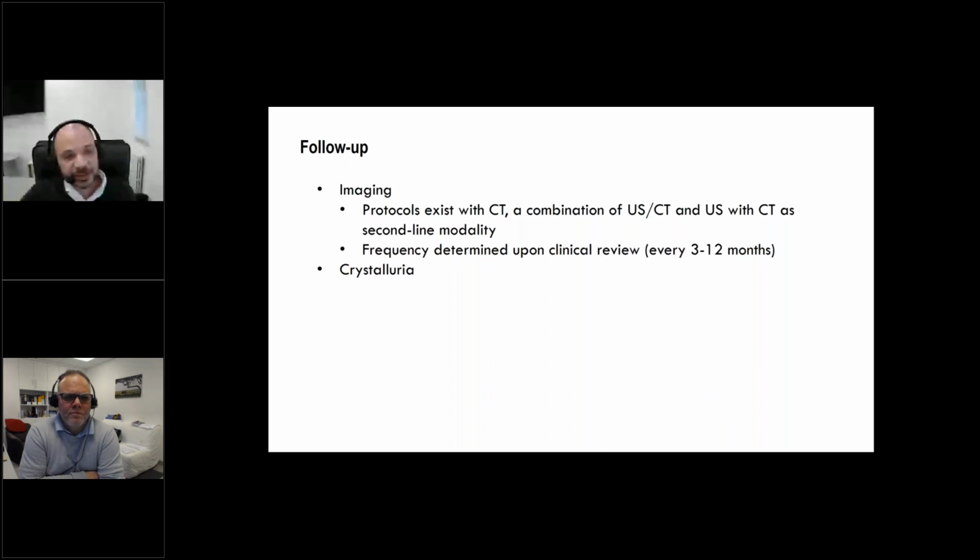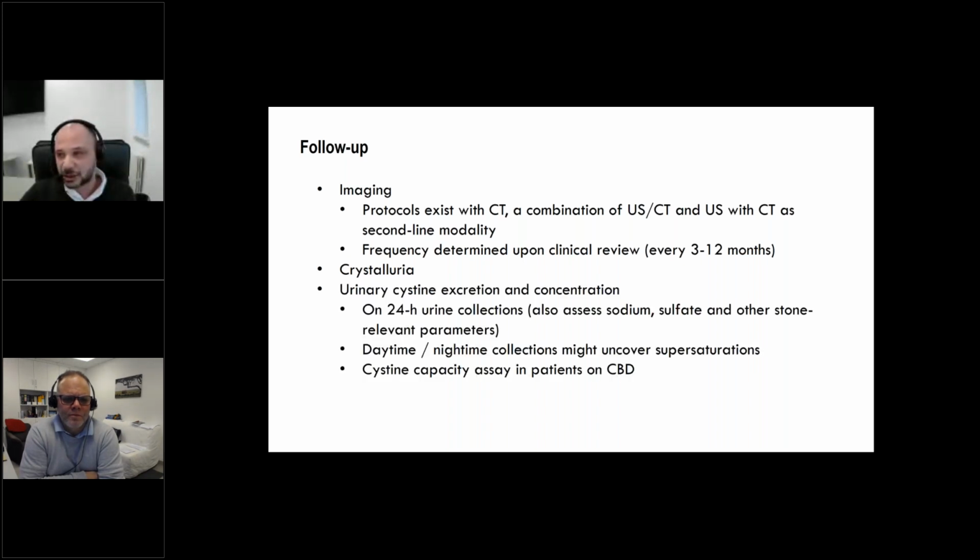However, since it requires standardized protocols, trained personnel, and a timely evaluation with regard to the collection of the urines, not all centers can perform it. But certainly urinary cystine excretion and concentration should be assessed on 24-hour urine collections, which are also useful to assess sodium, and thus salt intake, sulfate, and thus animal protein intake, and other relevant parameters such as calcium, oxalate, uric acid, citrate.